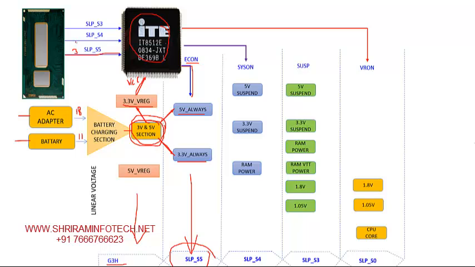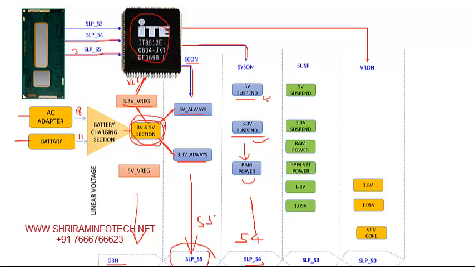The next signal is called SLP_S4. When this signal, SLP_S4, is generated, then the cease on signal and system on signal will be generated, and then this 5 volt suspend, 3 volt suspend, and the RAM supply will be generated. Okay, this is called the S4 state. In S4 state, the RAM supply, 3.3 suspend and 5 volt suspend will be generated.